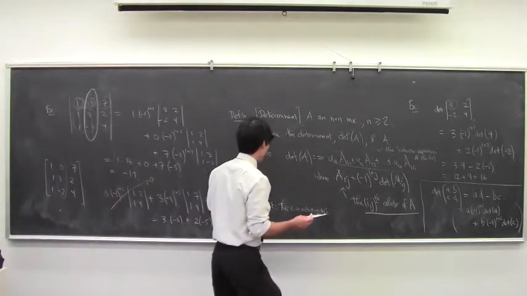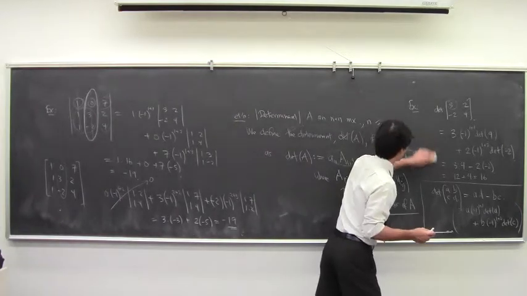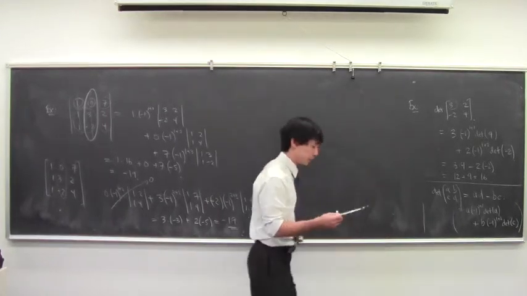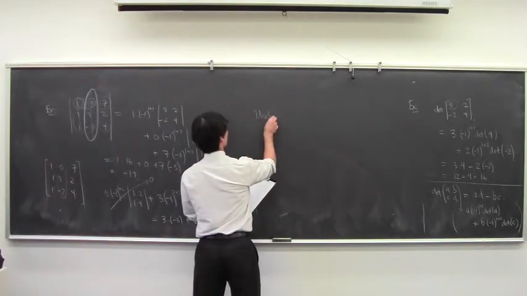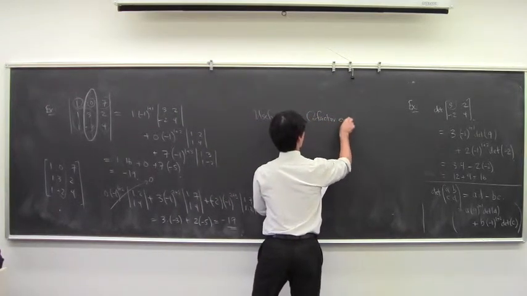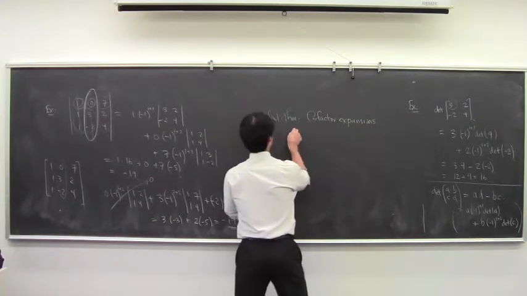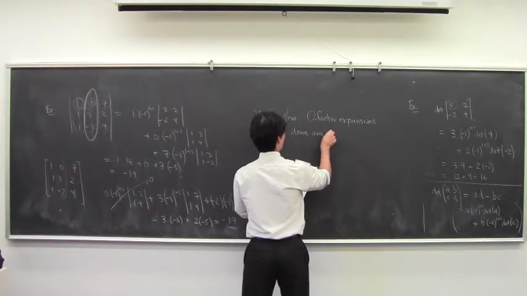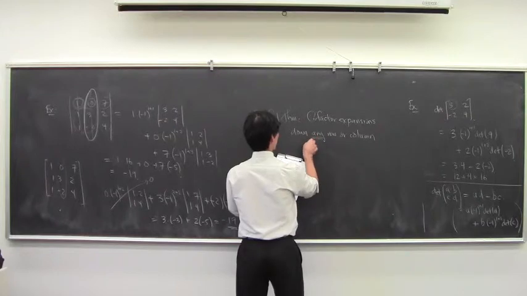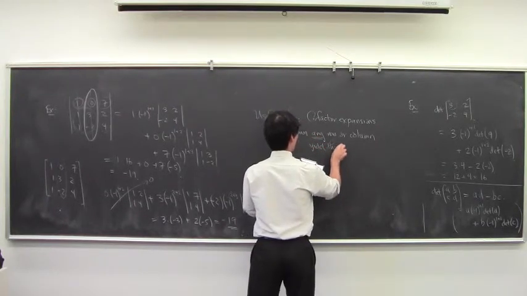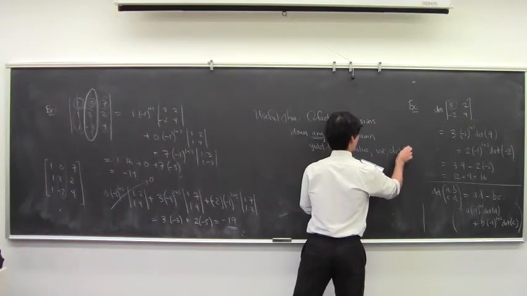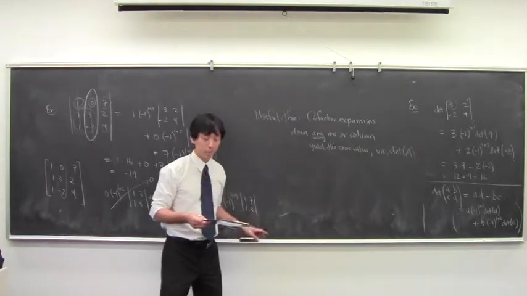Okay, so in fact, one could calculate the determinant by taking the expansion down any row or any column. So I'll write that down as a useful theorem. Cofactor expansions down any row or column yield the same value. Namely, the determinant. Okay. We're not going to prove it.